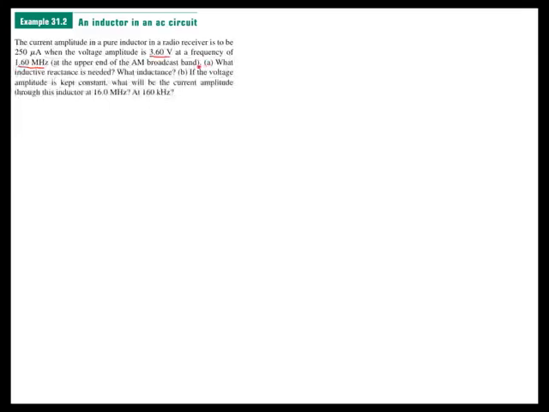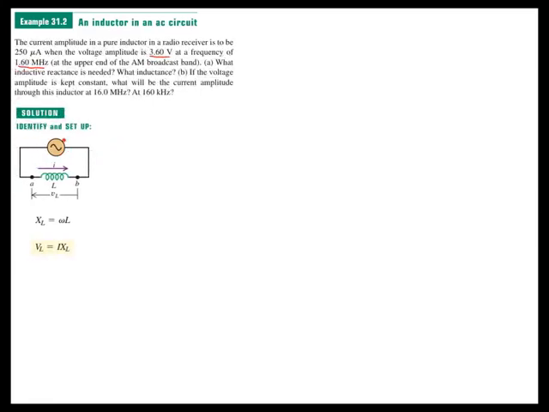In part A, we want to find the inductive reactance that's needed in the circuit and the corresponding inductance. And in part B, we're going to hold the voltage amplitude constant, but we're going to change the frequency and find the current amplitude when the frequency is 16 megahertz and when it's 160 kilohertz. So let's begin with the diagram of the circuit.